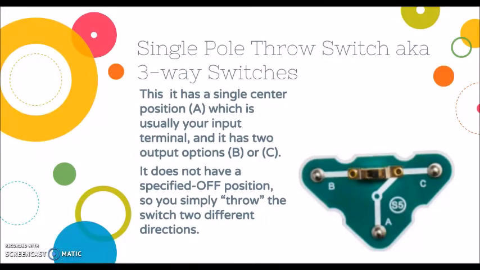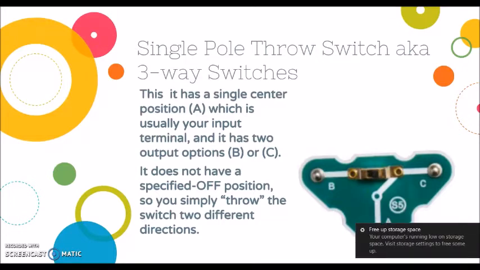getting back to the single pole throw switch, or the three-way switches, in the Snap Circuits kit, it has a singular center position A, which is usually your input terminal, and has two output positions, B or C. It doesn't have a specified off position, so you simply throw the switch in two different directions. So energy comes in at A and leaves out through B or C.